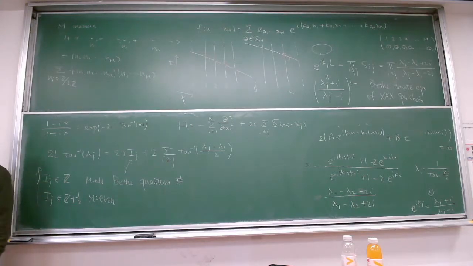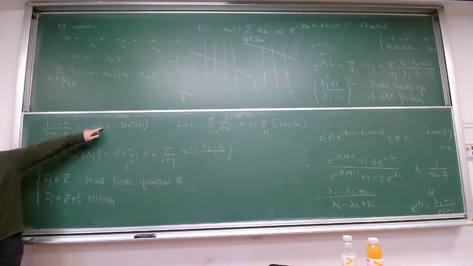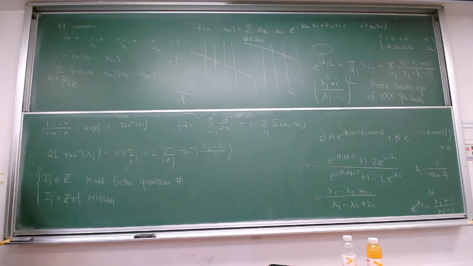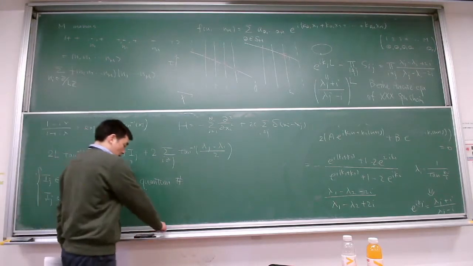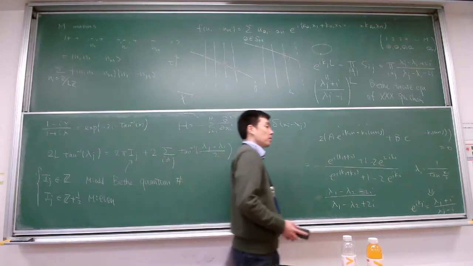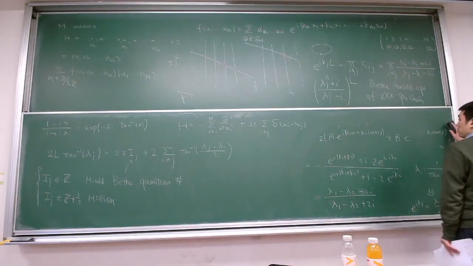So the Beta quantum number should be an integer when m is odd, and a half integer otherwise. Because of this minus sign, you have to keep track of it. That's what we have done. So if you're a really honest person and do a very careful computation, you can derive it by yourself.